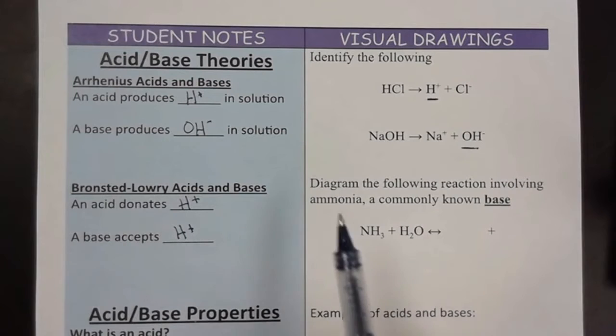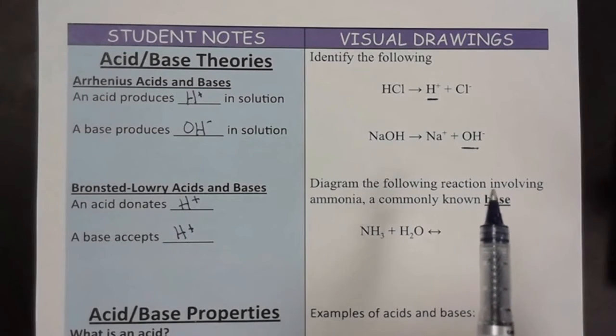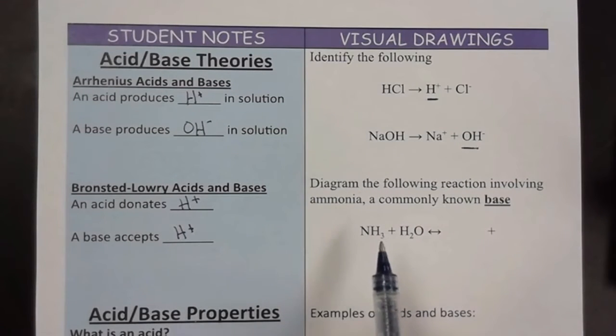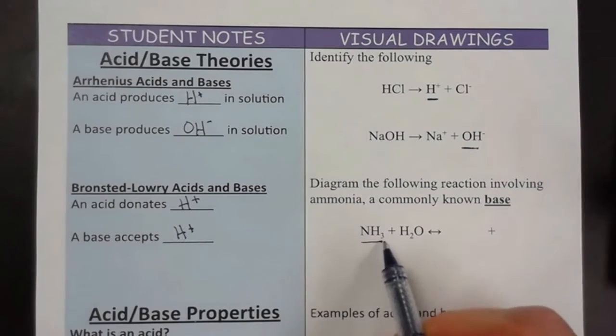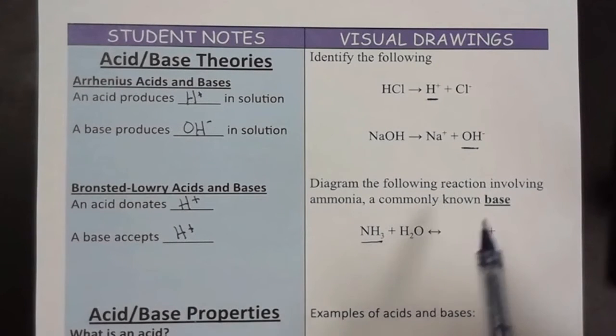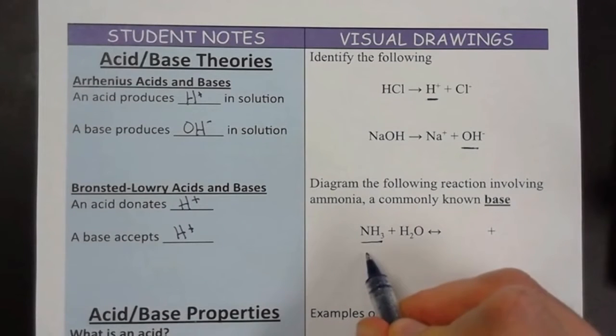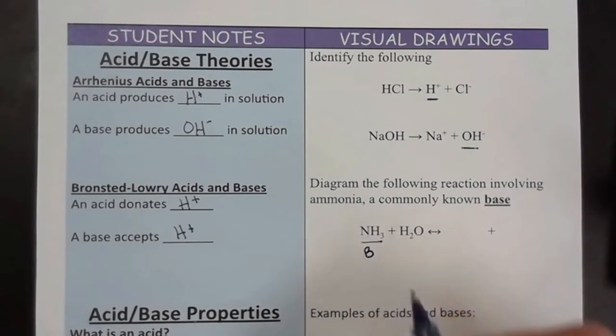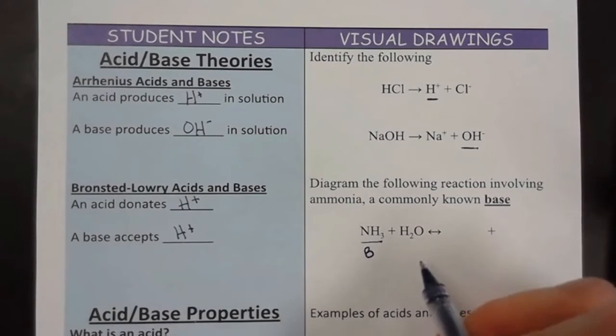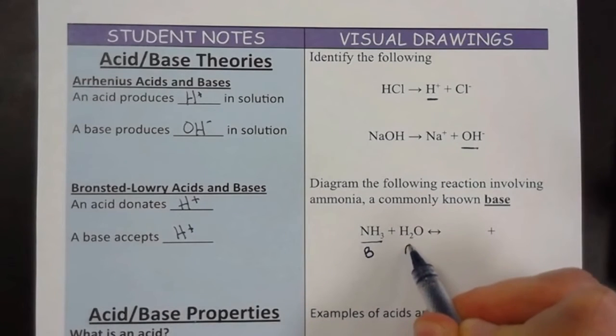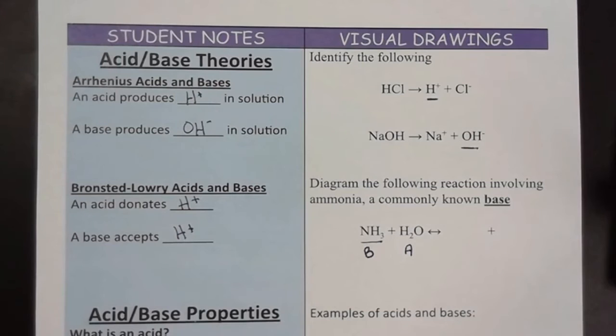So if we're asked to diagram a reaction involving ammonia, and this is our formula for ammonia, and H2O is water, we're also told that this is a commonly known base. So one of the things that we're going to do is write a capital B under the thing that we can identify as a base. And then by default, because this is acid-base chemistry, bases react with acids and acids react with bases. In this example, water is going to act as our acid.